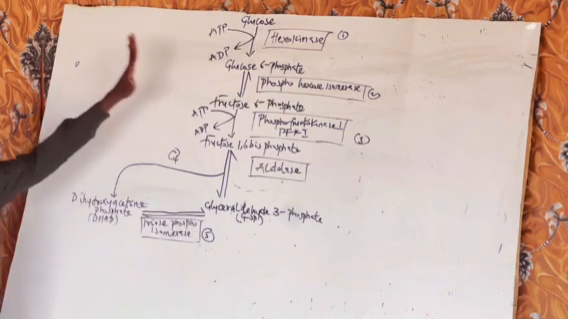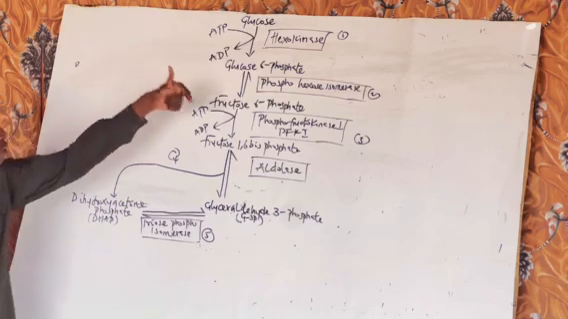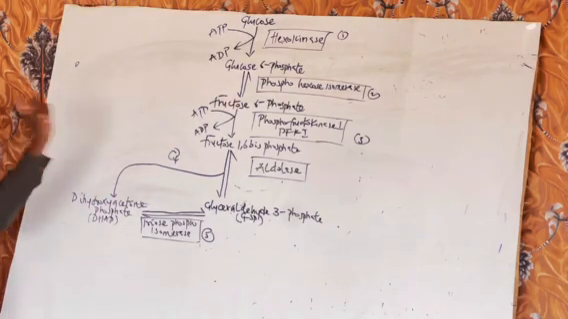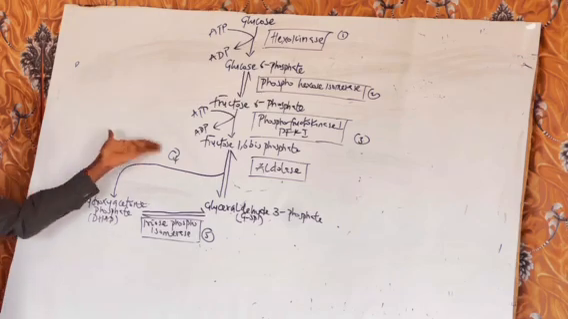So this is the preparatory phase of glycolysis. The priming phase is step 1 to step 3, while the splitting phase runs from step 4 to step 5.